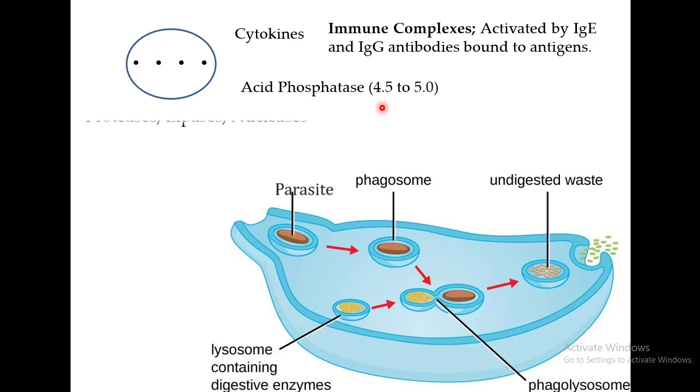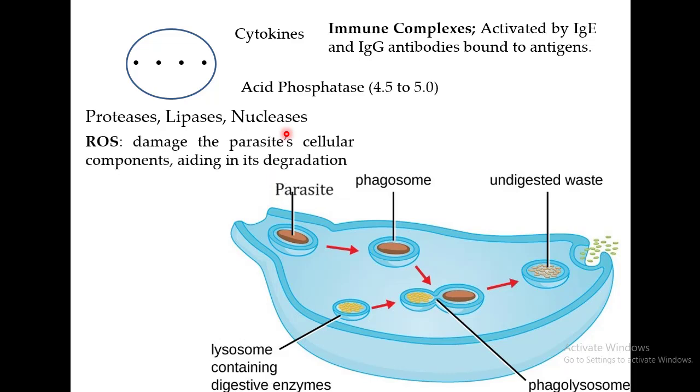that leads to the destruction of the parasite. The acid phosphatase, along with other enzymes like the proteases, the lipases, and the nucleases, leads to the destruction of the parasites. Secondly, there is also production of reactive oxygen species, and the reactive oxygen species produced by the eosinophils damage the parasite's cellular components, aiding in its degradation. So this is how the acid phosphatase leads to the destruction of the parasite. We will have a detailed discussion on these components in our coming videos.